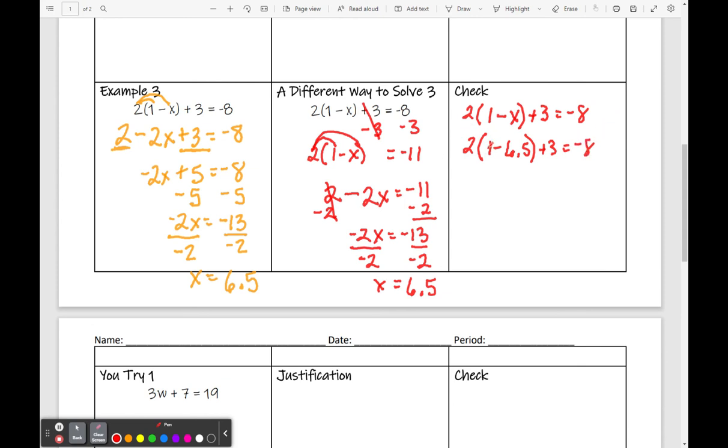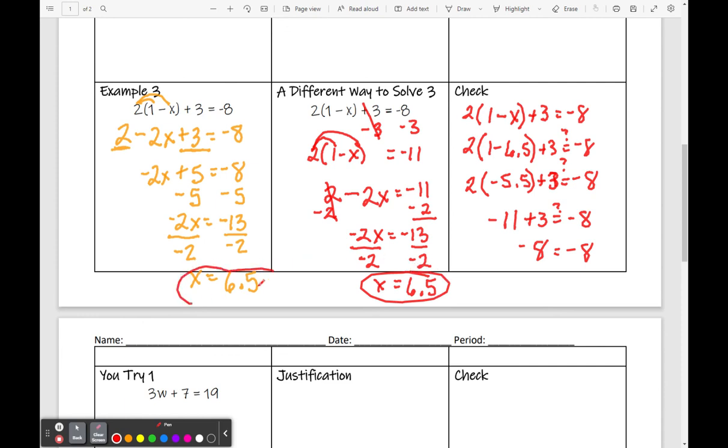Again, you could choose to distribute first and then simplify, or you can simplify first and then distribute. 2 times negative 5 and 5/10 plus 3, that's a weird 3, sorry, equals a negative 8. Again, I'm questioning this. This is my work. 2 times a negative 5 and 5/10 would be negative 11, plus 3 could equal negative 8. Negative 11 plus 3 does actually equal a negative 8. And so my solution is correct.